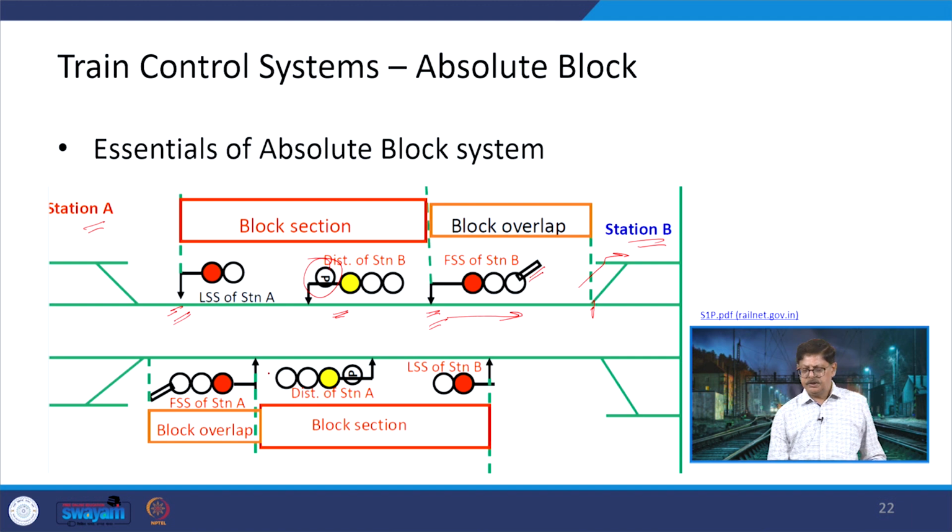In the other direction, this is the last stop signal of station B when you are moving towards A. So, here we are talking in this direction. This is the first stop signal of station A. So, that is one distance, and then there is a block overlap. Now, when we are talking about this distant signal or the permissive signal, as we have seen, this is going to be 1 kilometer, this is going to be 180 meters. Those distances we have already discussed.